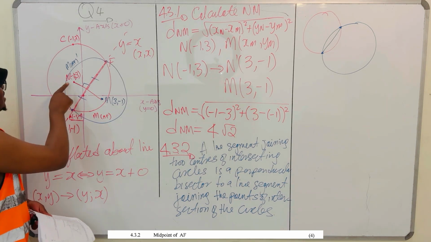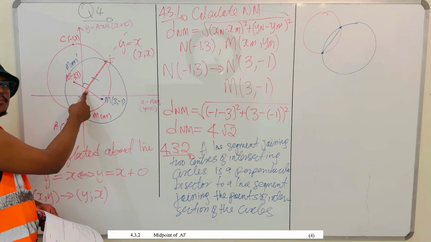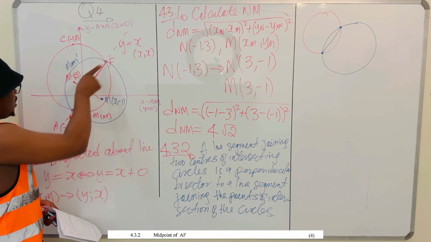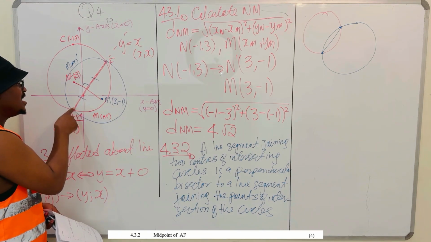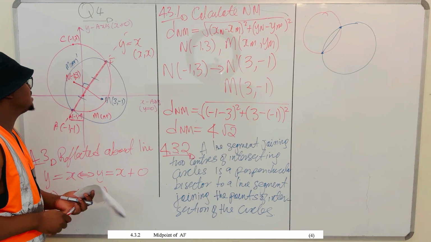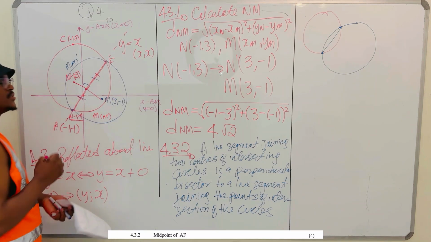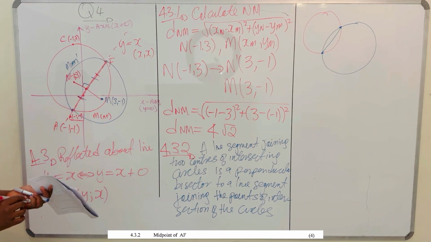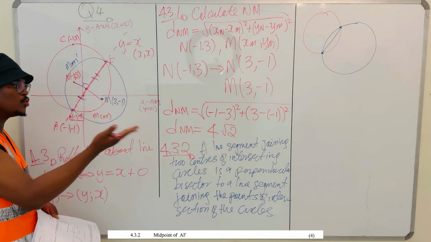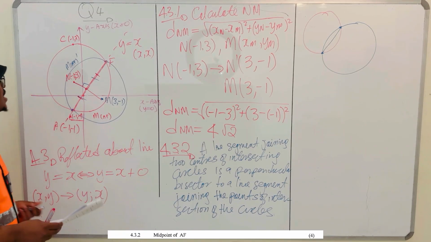Which means this line NM is perpendicular to AF and meets it at the midpoint. Which means this is the midpoint of this, and that. That's what I'm trying to say. So now, what you need is to find that midpoint, and those will be the coordinates of your midpoint of AF. So how do you do that?